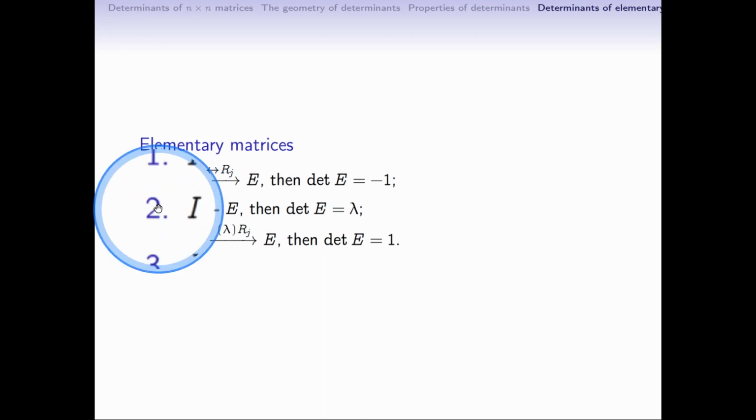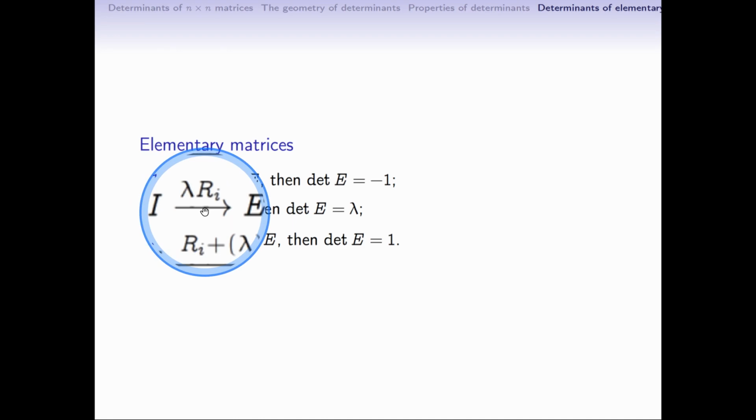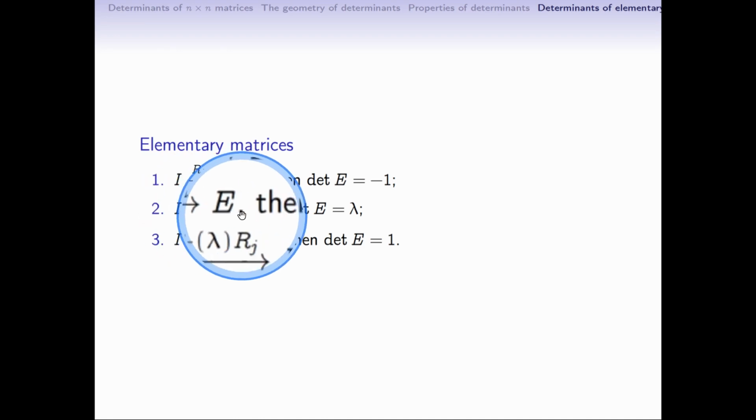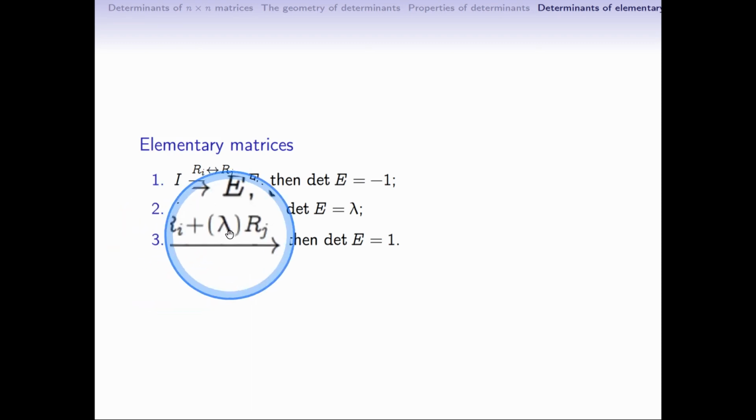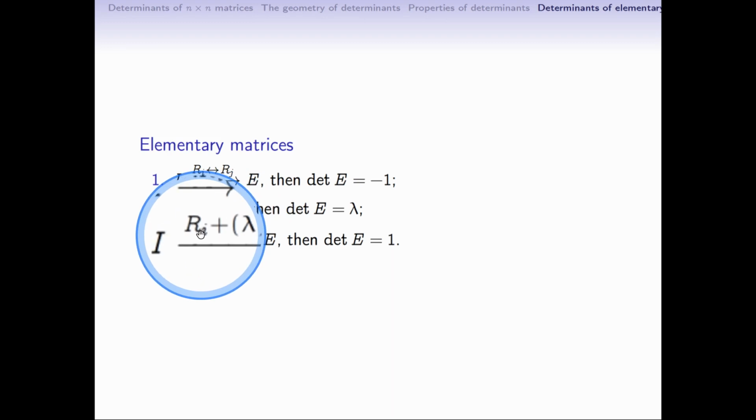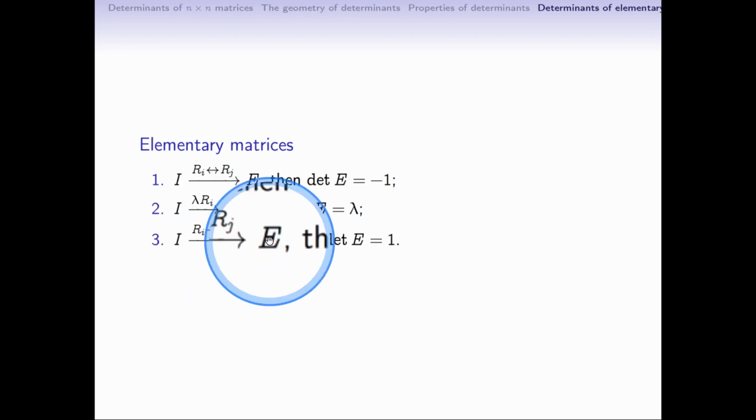Let's look at a type 2 operation. In a type 2 operation, we're just multiplying a row by some scalar, lambda. So let's take the identity matrix and let's multiply row I by lambda to produce the elementary matrix E. What Theorem 4.3 tells us is that the determinant of E is going to be lambda times the determinant of the identity matrix, which is 1. So the determinant of E is simply going to be lambda. Finally, let's apply a type 3 operation to the identity matrix. Let's take the identity matrix, let's multiply row j by lambda and add it onto row I. That's going to produce an elementary matrix E.